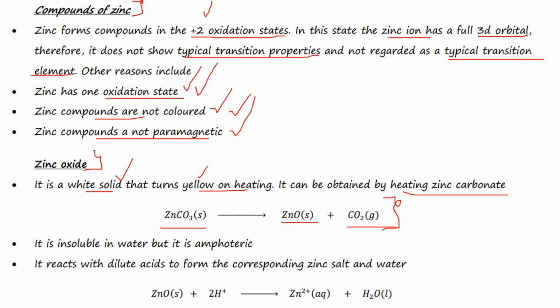I proceed by saying that it's going to be insoluble in water, but it is an amphoteric oxide. Just like I said, zinc is an amphoteric metal together with its compounds. So zinc oxide, zinc hydroxide together with zinc as an element, they are all amphoteric. Therefore, they react with acids together with alkalis. Zinc oxide reacts with dilute acids to form the corresponding zinc 2 salt together with water, as given by the equation.